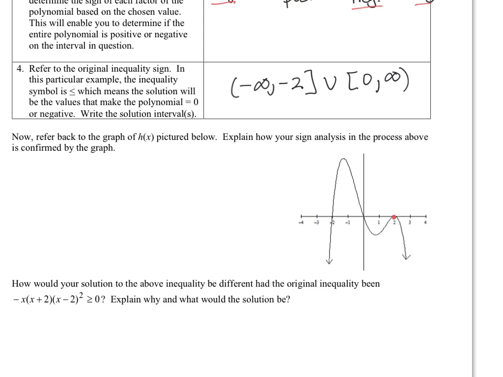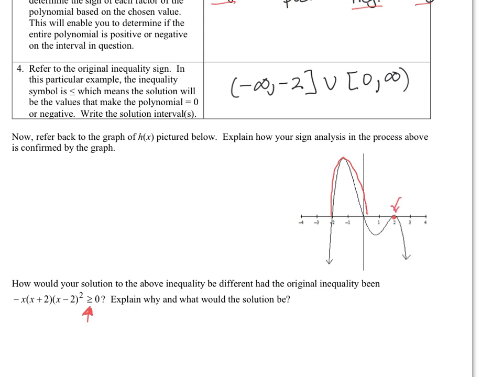Now, how would your solution to the above inequality be different had the original inequality been greater than or equal to 0? Then we would look for what's above or actually on the axis. So the answer on this one, because it's greater than, so it's different than less than, I would be looking at all of this part. Oh, and this 1 point.